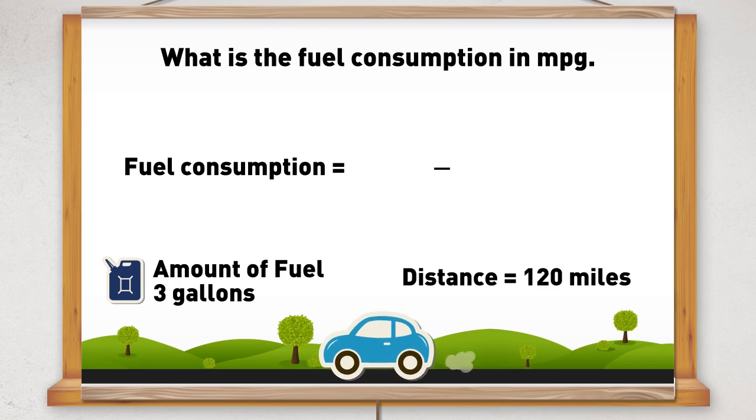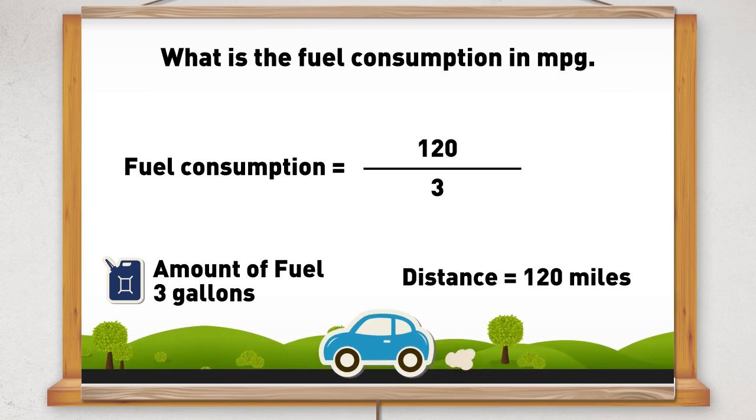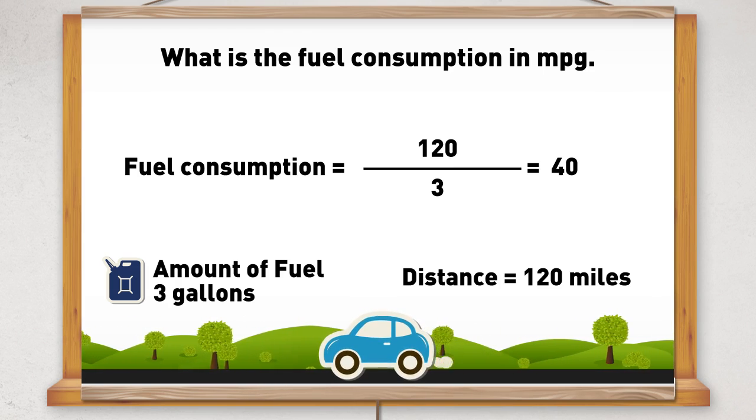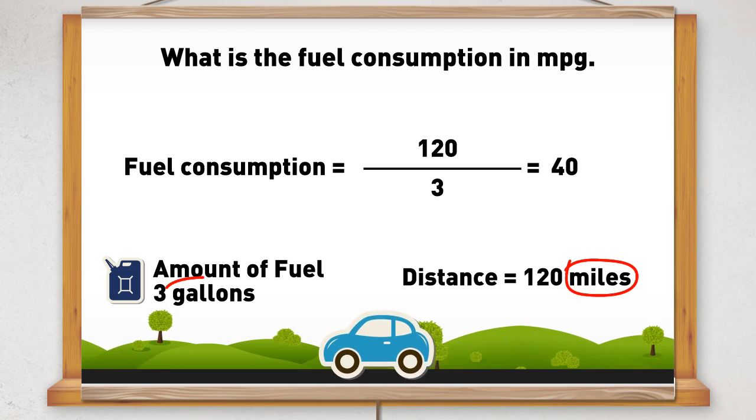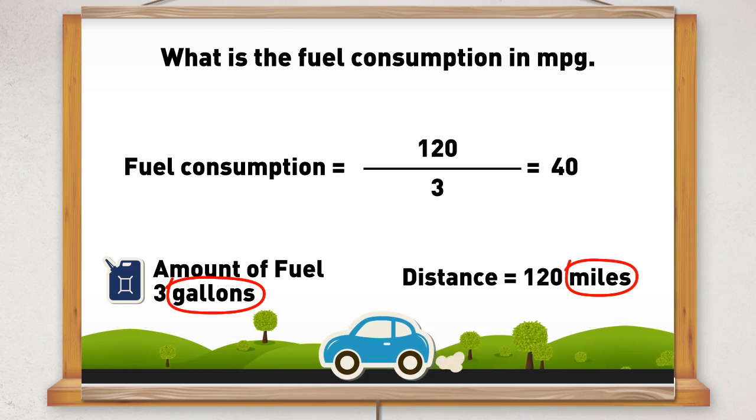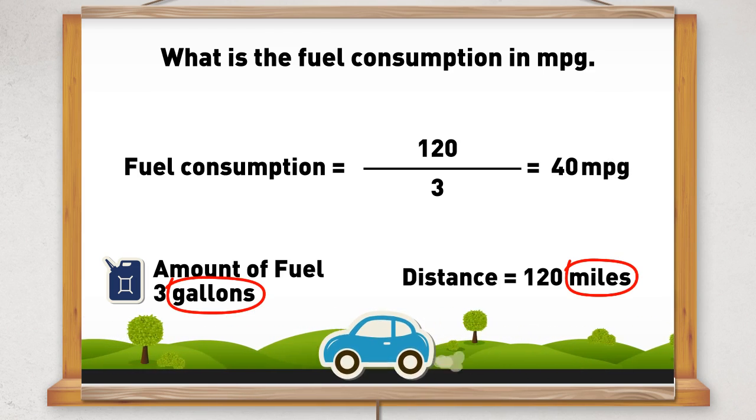So the fuel consumption equals the distance of 120 divided by the amount of fuel of 3, which equals 40. Since the distance is in miles and the amount of fuel is in gallons, the units for the fuel consumption are miles per gallon. So the final answer is 40 miles per gallon.